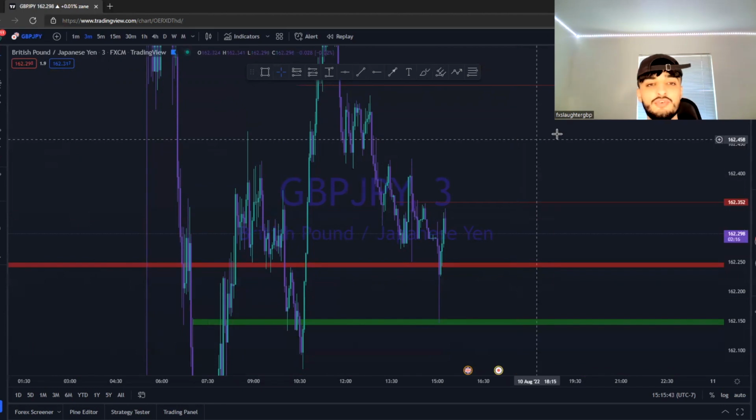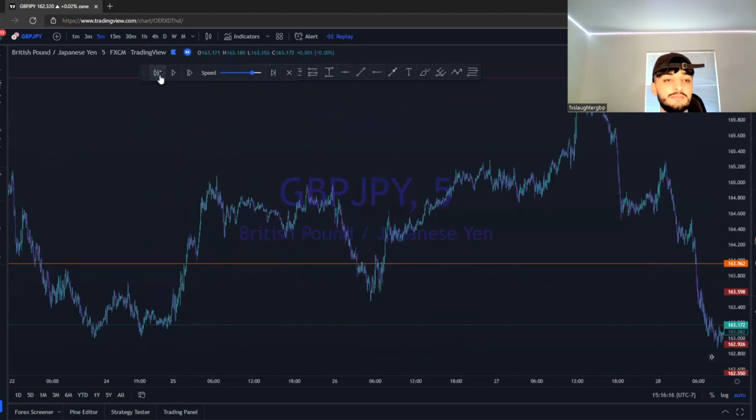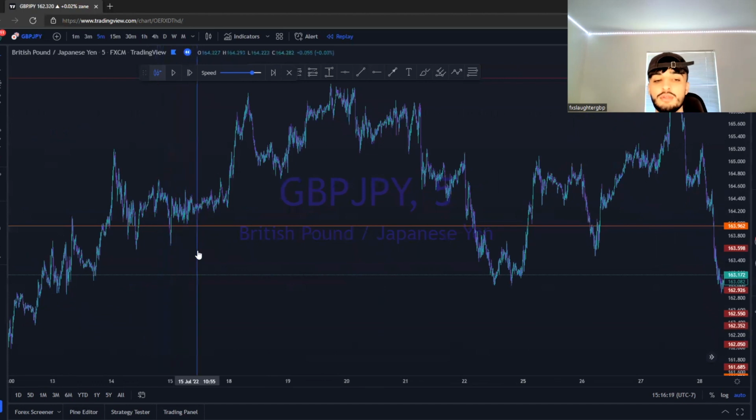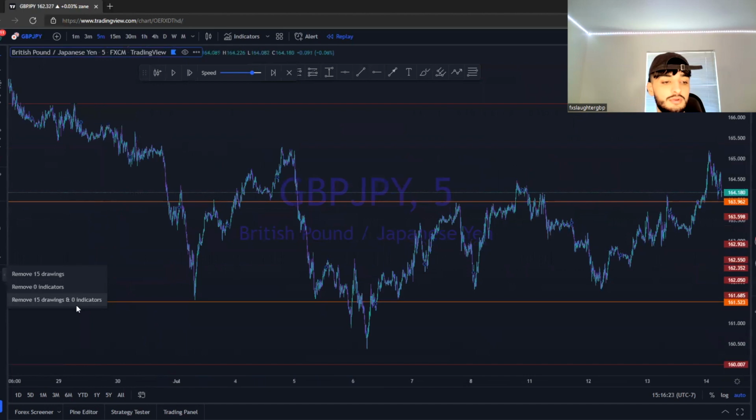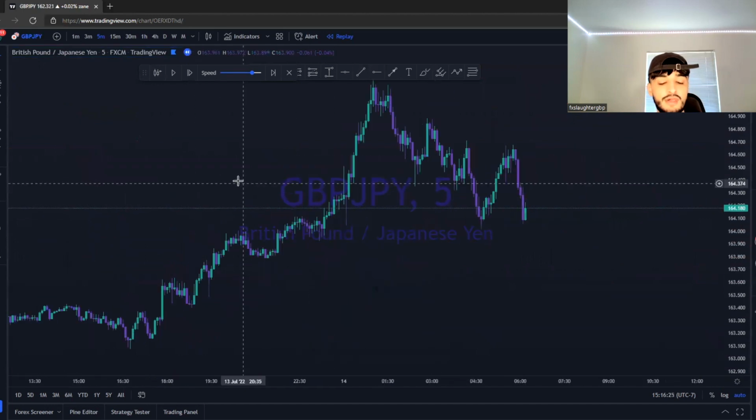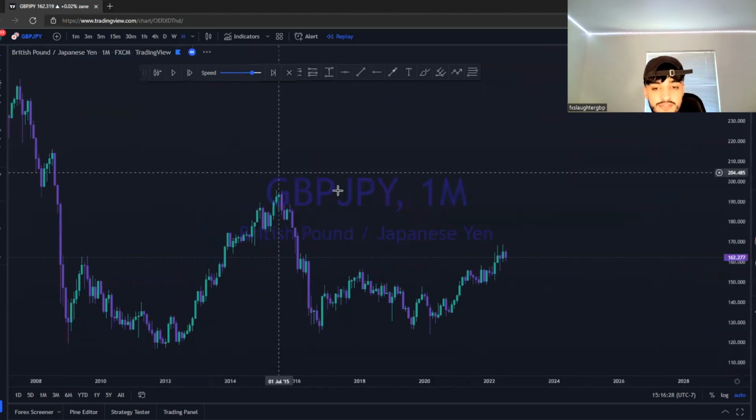So let's take a trade. Just so you guys know I'm not cheating, I'm just gonna pick a random spot right here. So right here. Let's mark this zone.